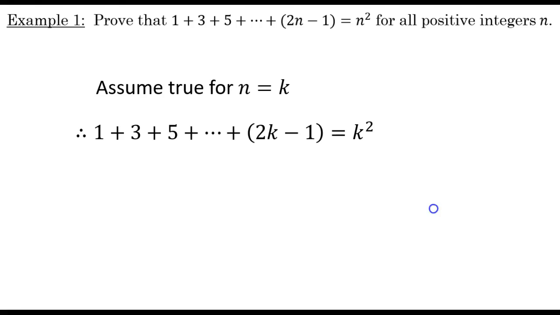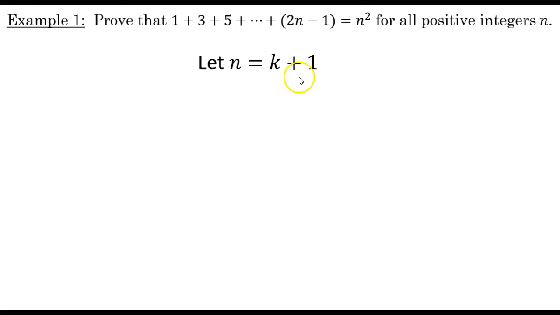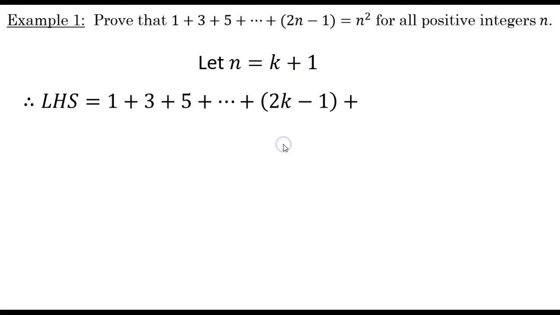So now we look at the next case, n equals k plus 1. Now we don't assume this is true. I'm going to look at the left-hand side and then the right-hand side independently. So the left-hand side is all of those first k terms that we had before, plus another term on the end. 1 plus 3 plus 5 and so on, up to 2k minus 1.